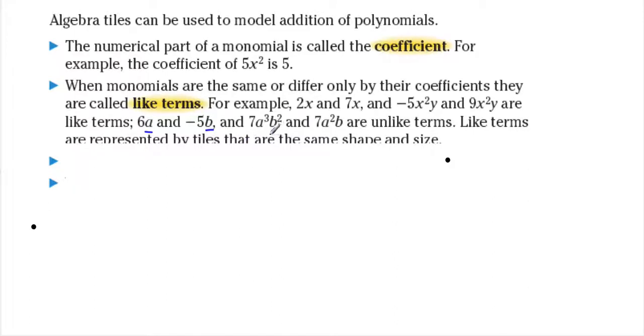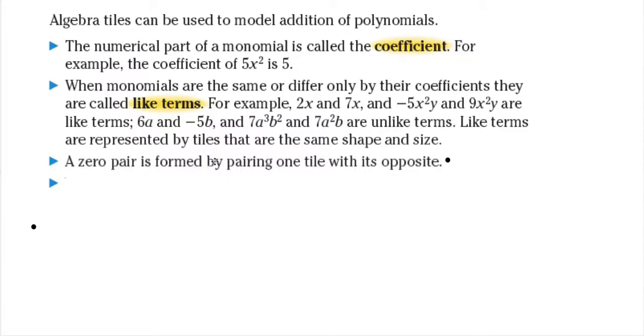Okay, in the same manner, even though 7a cubed b squared and 7a squared b have a and b as variables, their exponents are not the same. This has 3, this has 2, and look at b. b has 2, and this one has only 1. So these are not like terms, they are called unlike terms. Like terms are represented by tiles that are the same shape and size.